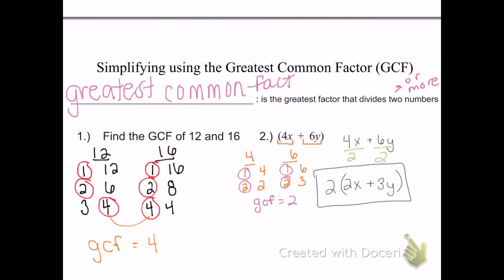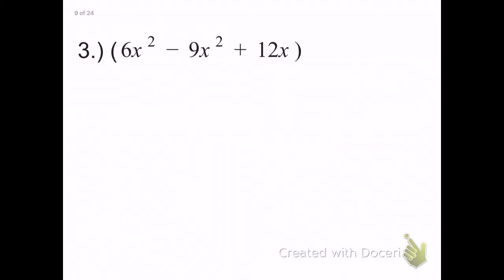Okay, let's go to number 3. Let's see, where'd it go? Alright, so number 3. There we go, there's number 3. So we have 3 different terms in this problem. We have 6x squared, -9x squared, and 12x. Feel free to list out each factor of 6, 9, and 12 and see which one would be the greatest of them all, but that would probably take a little bit of time.